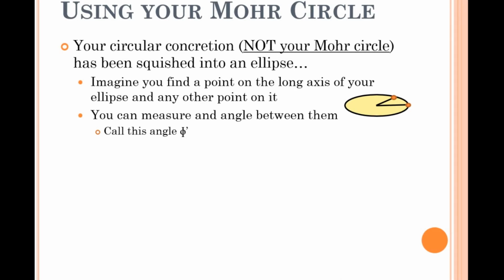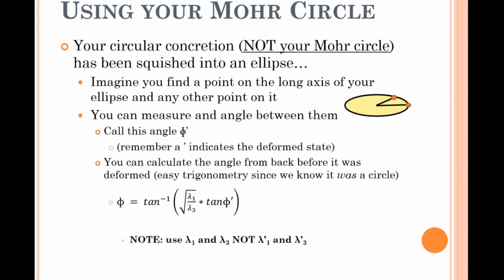We call this phi prime because it's currently deformed, so it gets a prime. From that, you can find out what the angle used to be back when it was circular. This will give you the angular distortion. You can then apply this to other objects nearby. So this equation here, important note, we're using lambdas, not lambda primes. That equation there tells you what the original angle was for the same point.